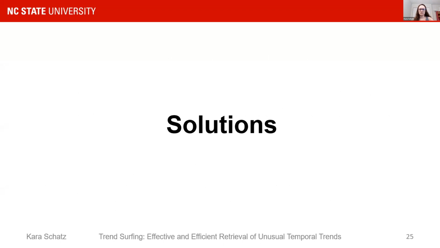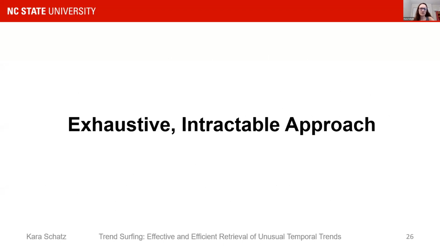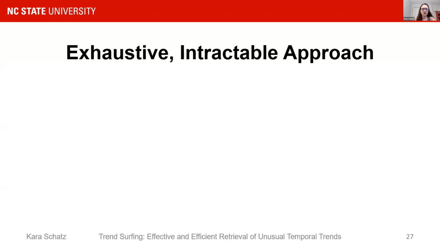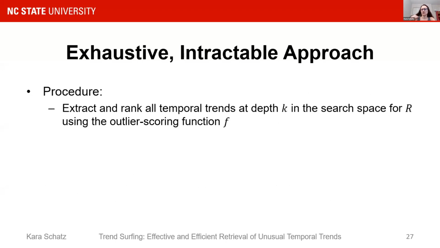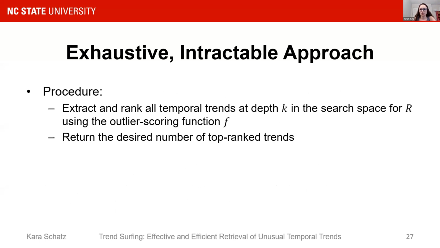Next, I will introduce some solutions to this problem statement. First, I'll review an exhaustive brute force solution that is unfortunately worst case intractable. The exhaustive procedure first extracts and ranks all temporal trends at the desired depth k in the search space, according to their scores by the provided outlier scoring function f. Then, the procedure simply returns the desired number of top-ranked trends after the ranking.